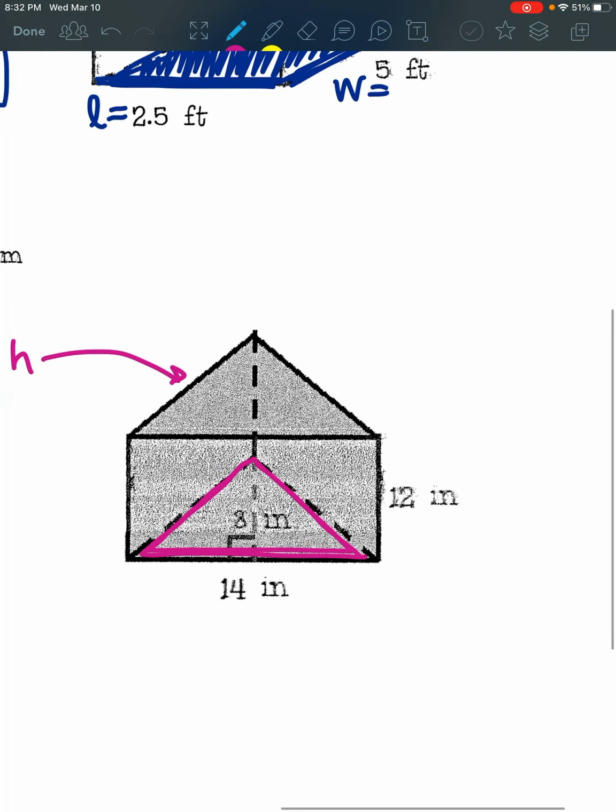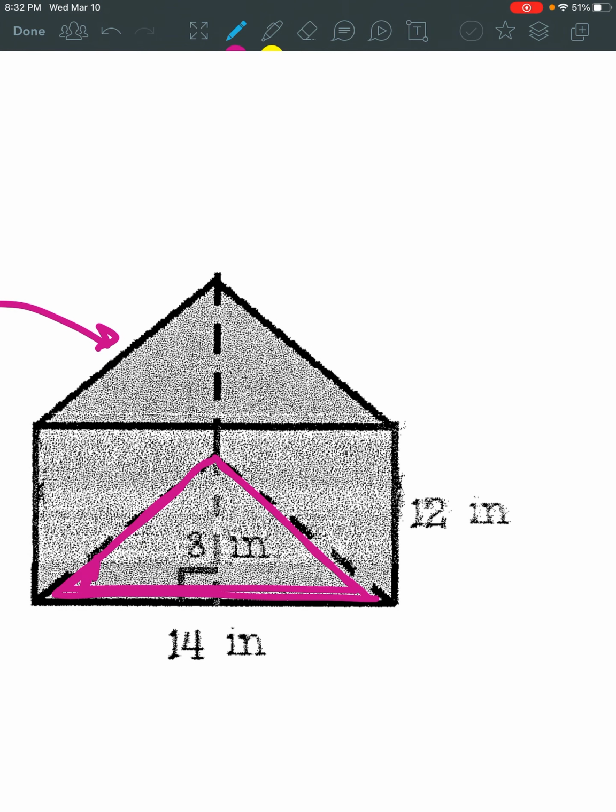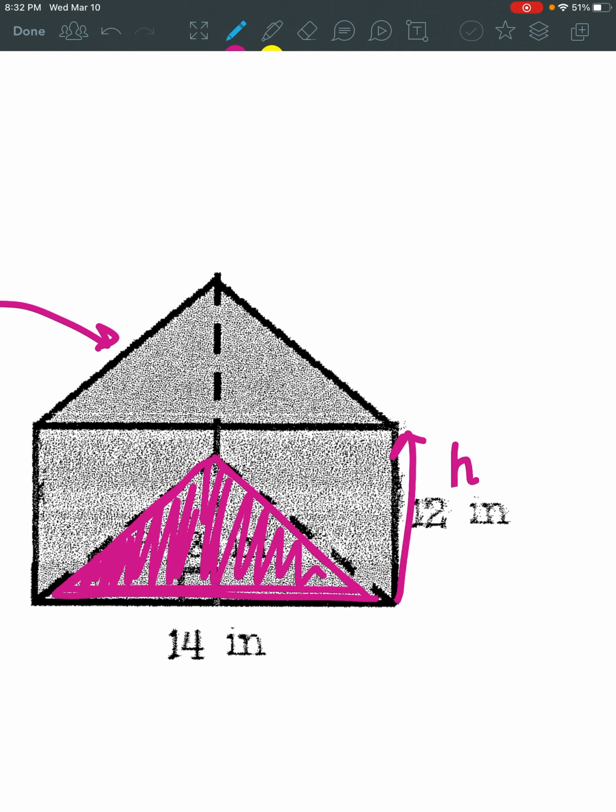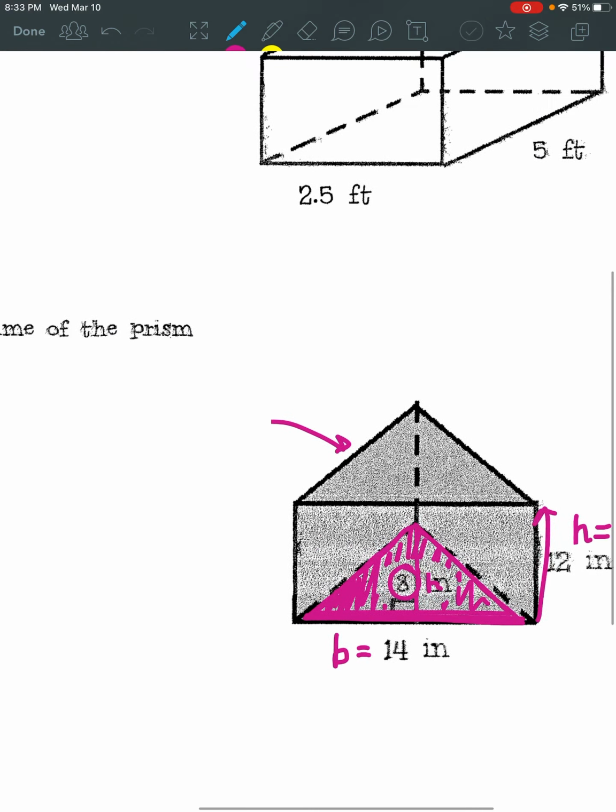So let's take a look at just the base shape because our goal, we want to find the area of this pink triangle and then multiply it by the height. So this 12 over here, that's definitely the height of the prism. Now, let's take a look inside of our triangle. And here the triangle across the bottom, that 14 represents the base of the triangle. The height then is this measurement in between, that 8. So the 8 is the height of the triangle.